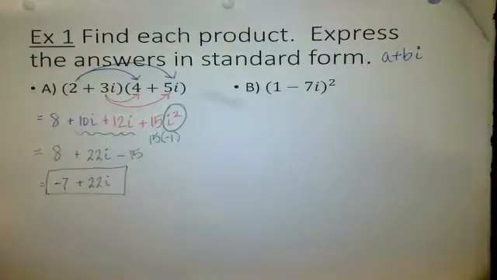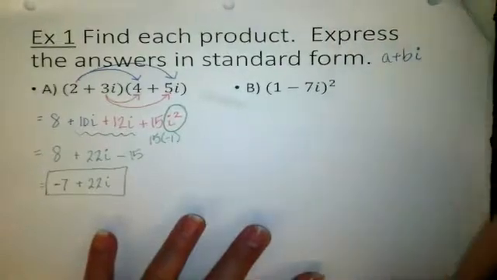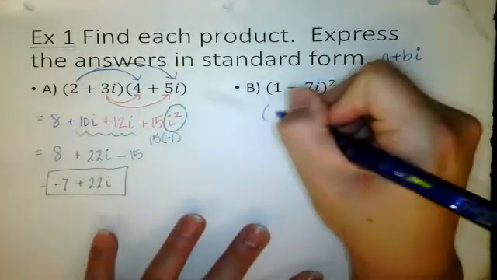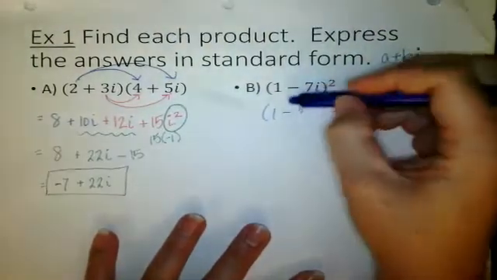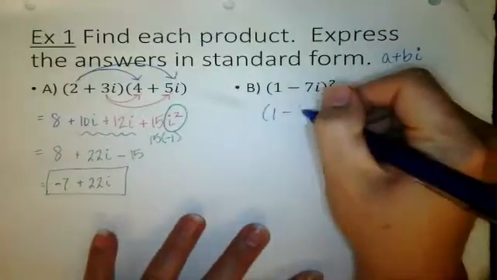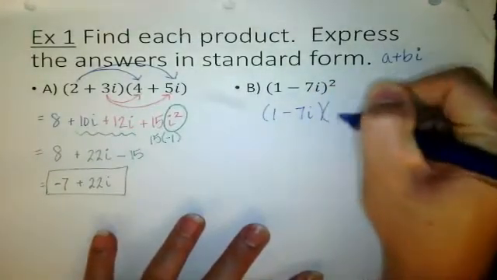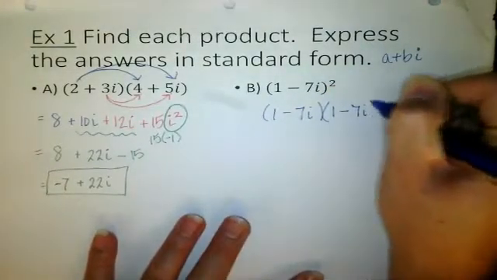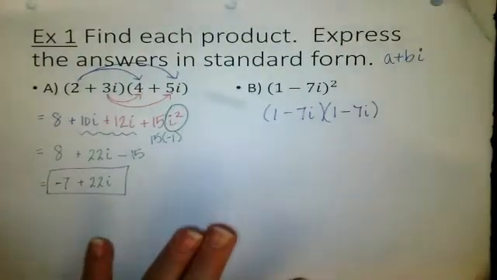What do we have to do for letter B? 1 minus 7i quantity squared. Write it out 2 times. That would always be my recommendation, but maybe you know the pattern. And if you know the pattern, that's lovely. And I'm always going to write it out.